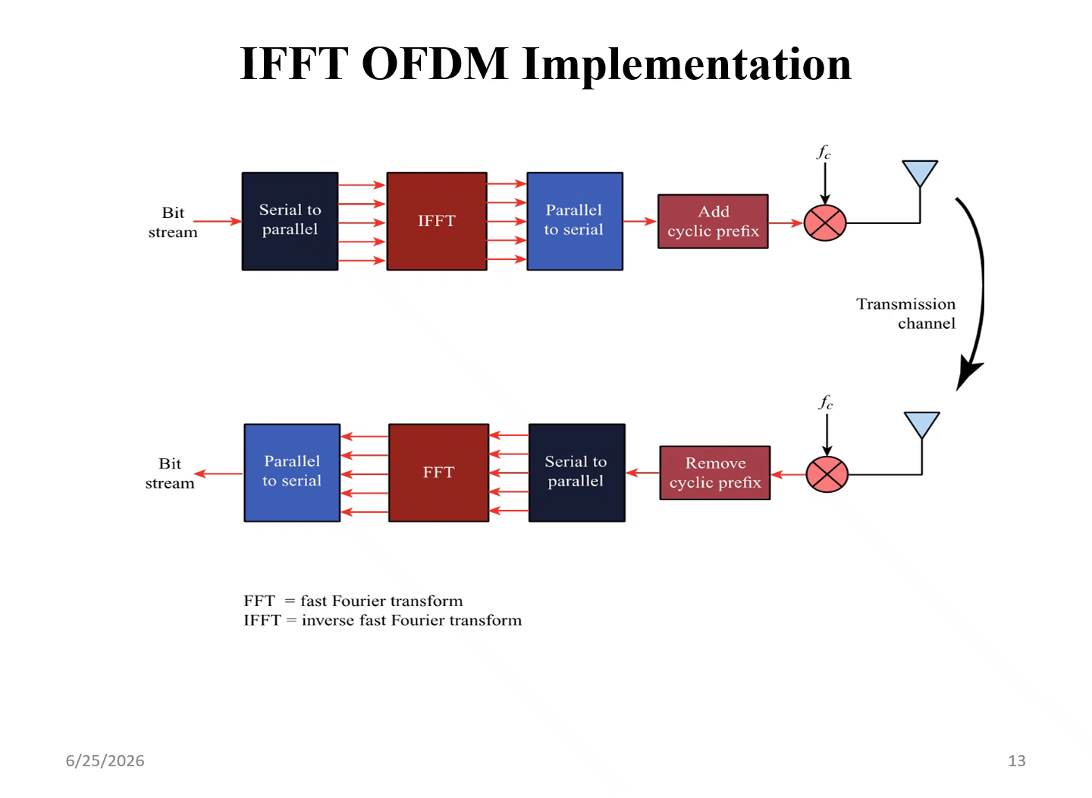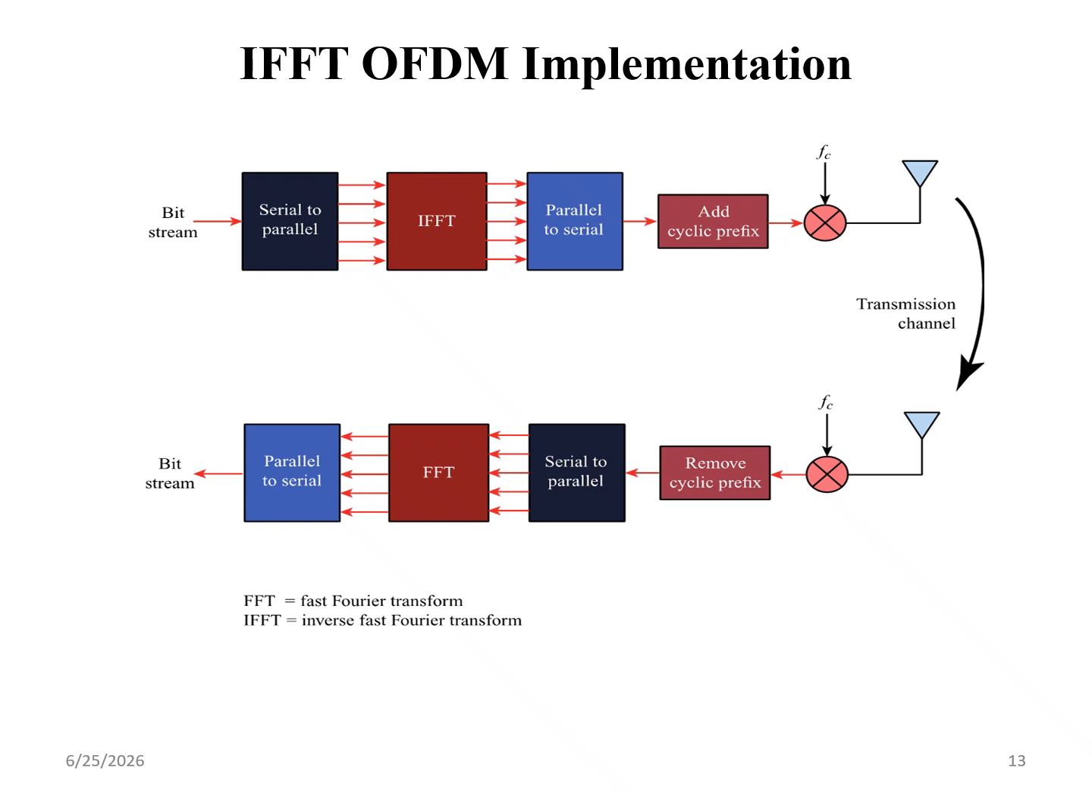Then we add the cyclic prefix. Then we use the ADC, that is the analog to digital converter. Then we transmit. So these are all the operations that happen on the transmitter side. The same happens on the receiver side. It will receive, and it will convert using the DAC, that is the digital to analog converter.